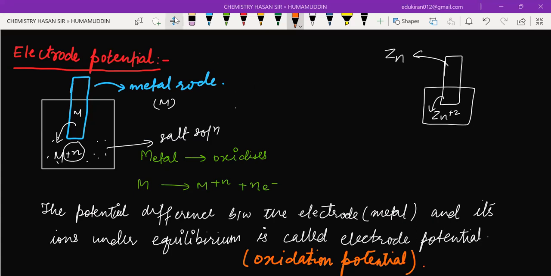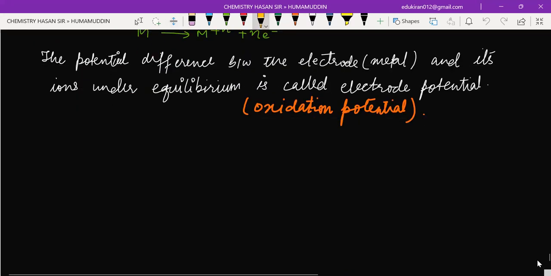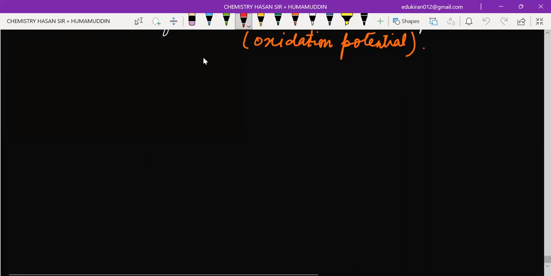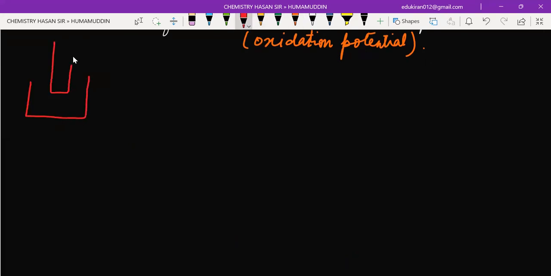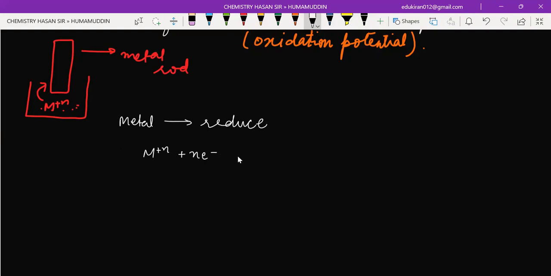Very good. Now the next, this is your oxidation potential. In the same way, we can go for the reduction potential. So there is a container in which a metal rod is dipped. This is your metal rod. Now this salt solution goes and reduces itself and sticks to the metal surface. So here the metal has a tendency to reduce itself, and M plus n gains n electrons to convert itself into M. And these n electrons are from the rod. Always remember that.